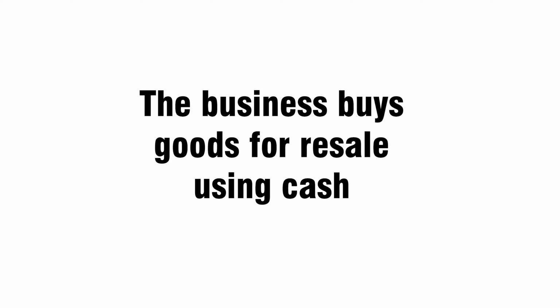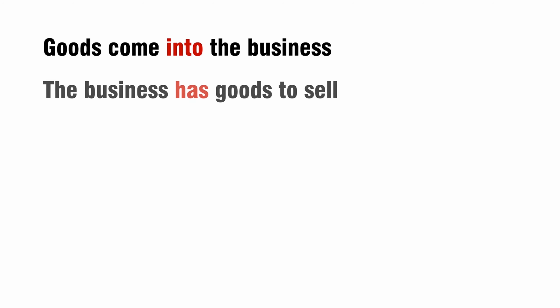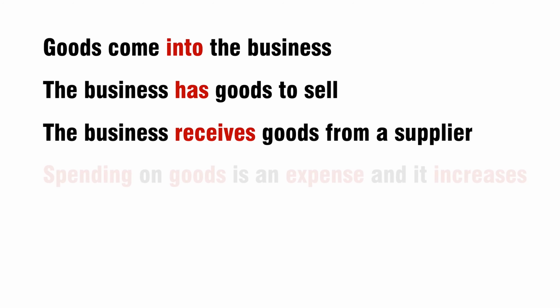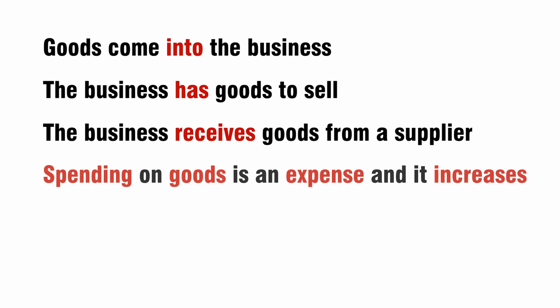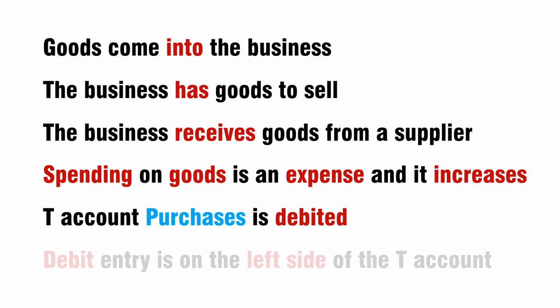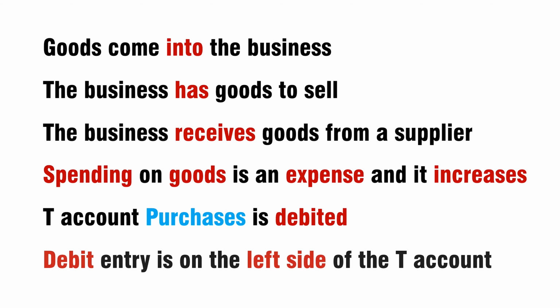Transaction 3. The business buys goods for resale using cash. Recording entry 1. Goods come into the business. The business has goods to sell. The business receives goods from a supplier. Spending on goods is an expense and it increases. T account purchases is debited. Debit entry is on the left side of the T account.